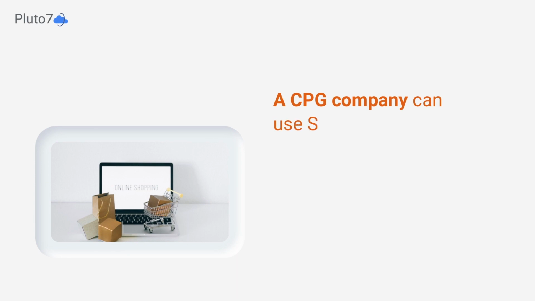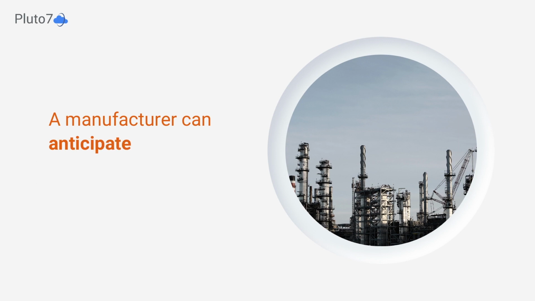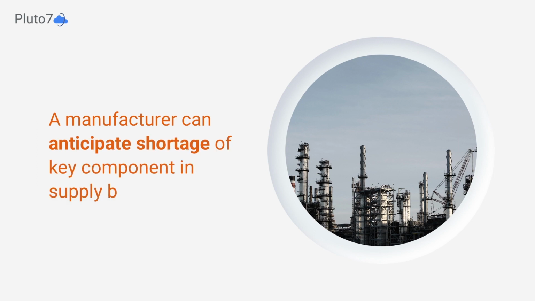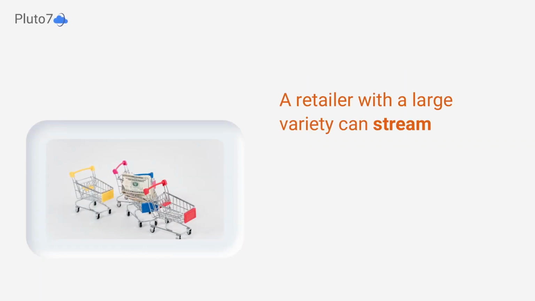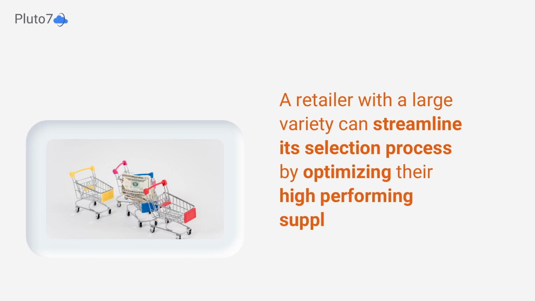A consumer packaged goods enterprise can use Supplier AI to review millions of invoices and detect anomalies in pricing and shortages. A manufacturer can anticipate a shortage of a key component in their supply based on a spike in demand. A retailer with a large variety can streamline their selection process by optimizing for high-performing suppliers.